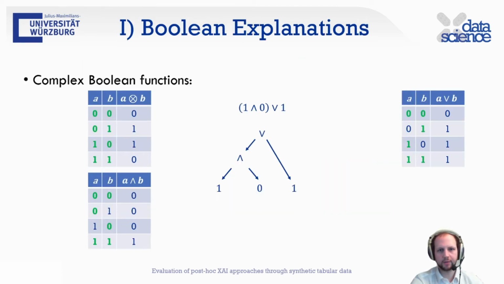Using these truth tables, we can then generate explanations for more complex Boolean functions by considering them as Boolean expression trees. We apply our truth tables to every single operation, calculating intermediate results until we arrive at the final function output. As you can see, in this case, the 1 is considered the most influential feature of the function since it alone is capable of changing the function output.